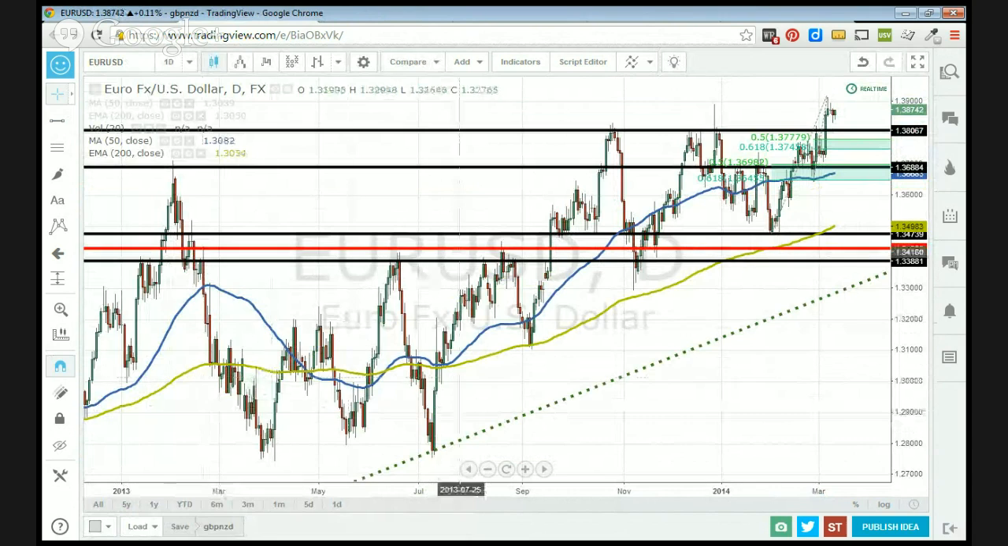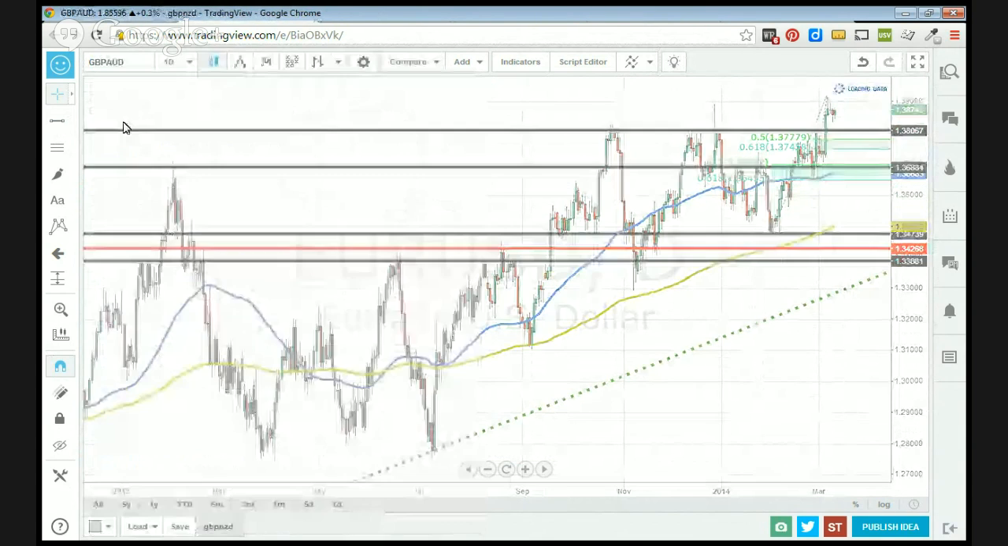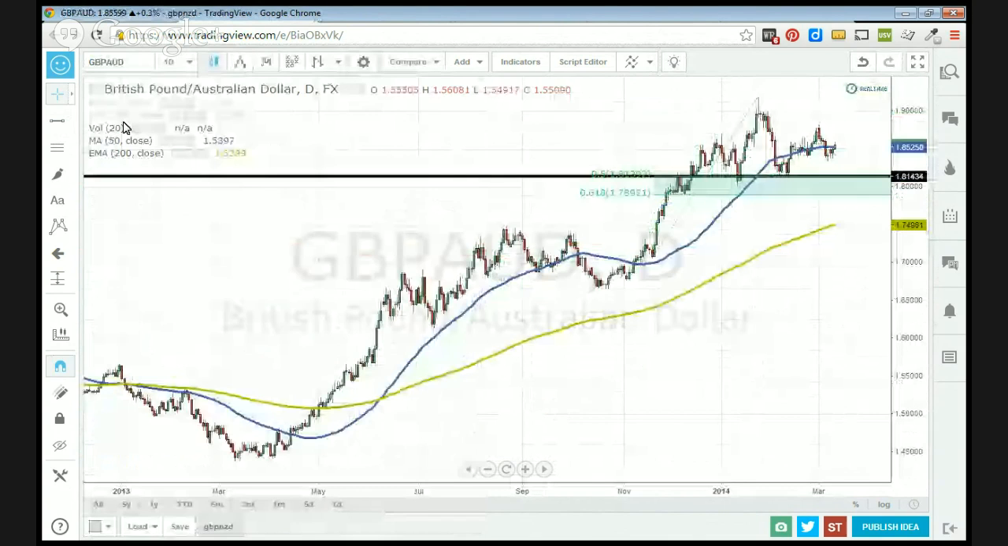Clearly an uptrend here, so that's nice. And if I can buy the dip in an uptrend, that's something I'm always interested in. But it needs to be a sufficient dip. Pound Australian dollar, moving on to the British pound currencies. Same as Euro Australian dollar, waiting for that pullback.